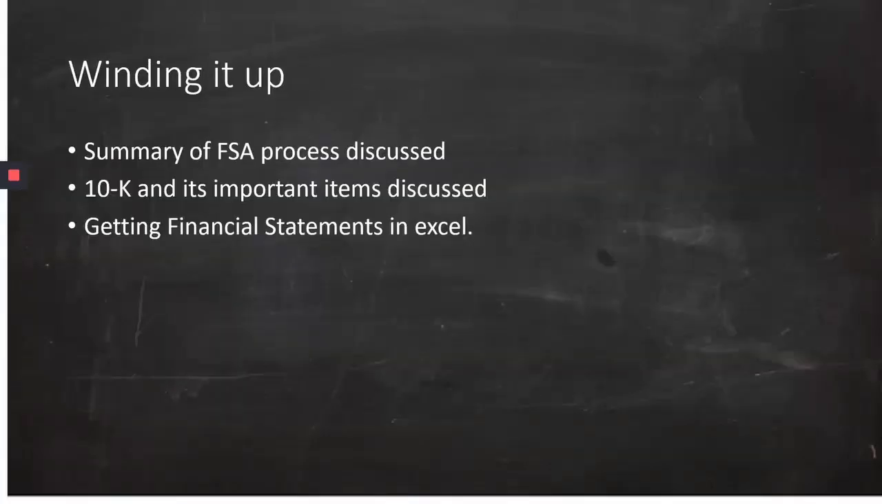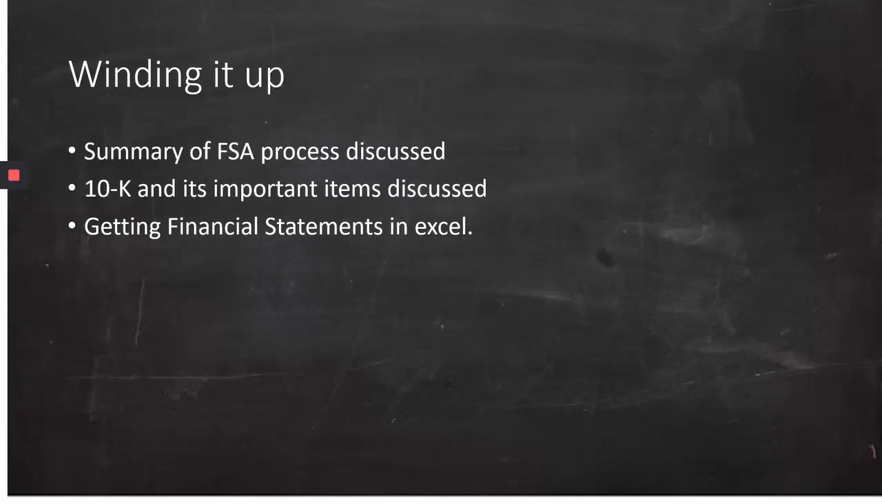If we wind it up, we have seen the important steps of the financial statement analysis process, and we discussed them. We also saw the 10K report, which is an annual report, and how we can find it from the Securities and Exchange Commission website. And we also discussed its important items: item 1, 1A, item number 6, item number 7, and item number 8, and the notes to item number 8. And finally, we also saw how to get the financial statements in Excel. There is an interactive data link. We can click it and download the Excel file.